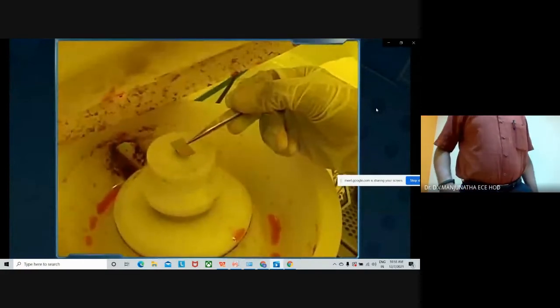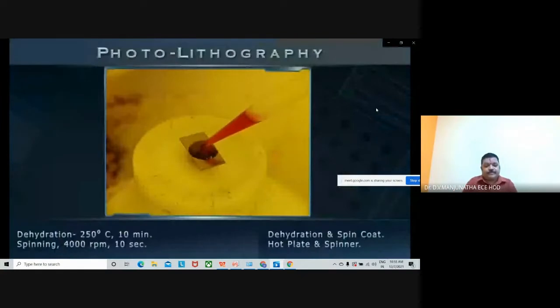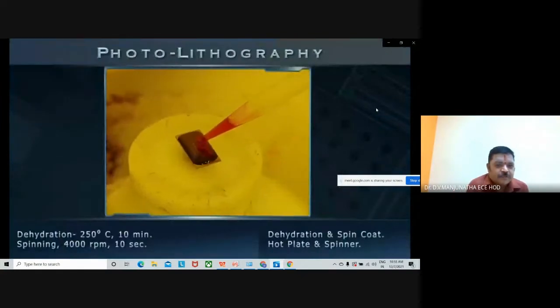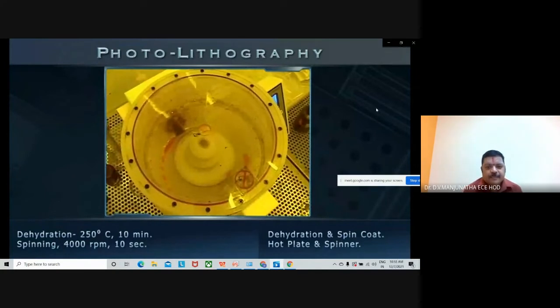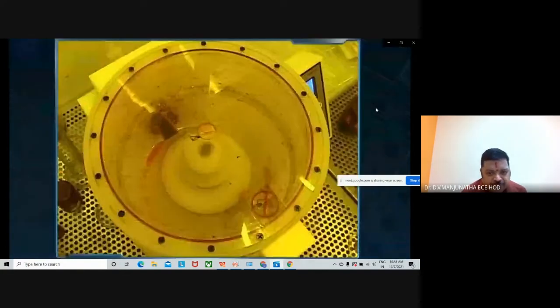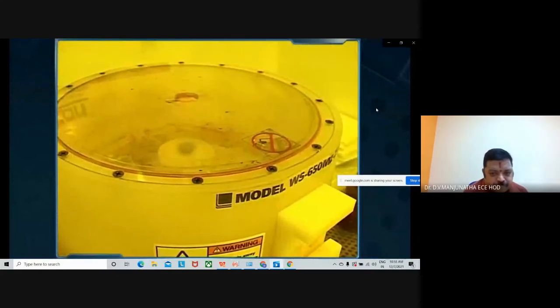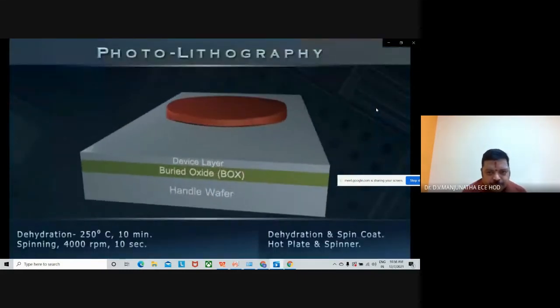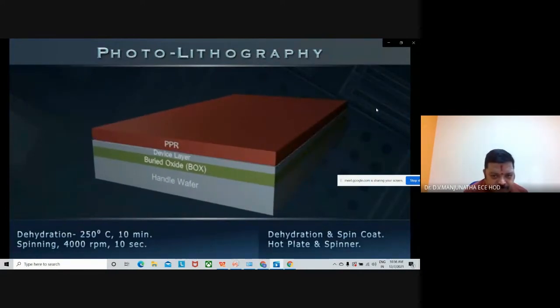Next, we spin coat the wafer's device layer with photosensitive resist of nearly 1 micron thickness. So photoresist is applied on the wafer. Spinning causes the liquid photoresist to spread uniformly on the wafer surface due to centrifugal forces. In this 3-dimensional model, we see that the photoresist layer covers the entire device layer in even thickness.